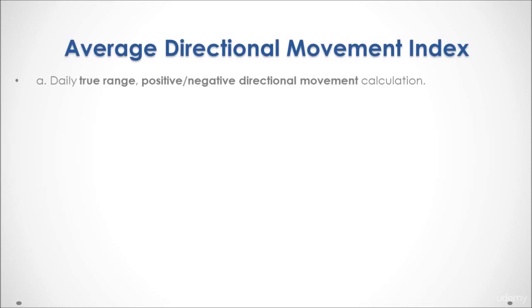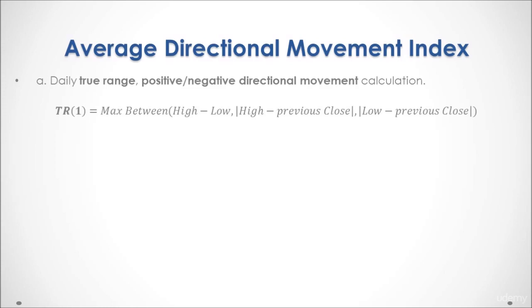Its calculation has the following steps. A. Daily true range, positive and negative directional movement calculation. Daily true range is equal to the maximum between high minus low prices, the absolute value of high minus previous close, and the absolute value of low minus previous close.